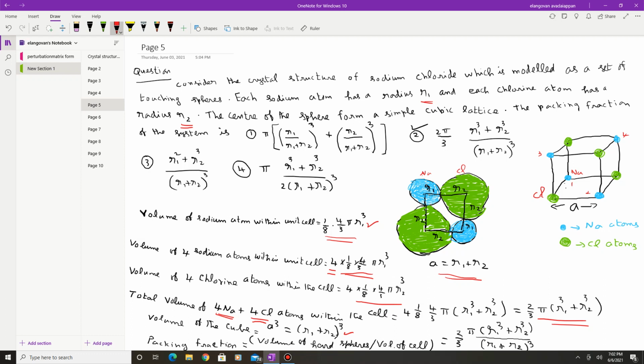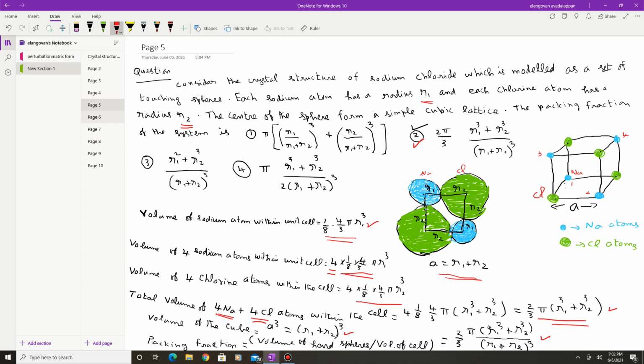The volume of the spheres we have already calculated: 2 by 3 pi into r1 cube plus r2 cube, and the volume of the cell is equal to r1 plus r2 whole cube. So if you substitute this value, you will get this one. So option 2 is the correct option. This way you can calculate the packing fraction.